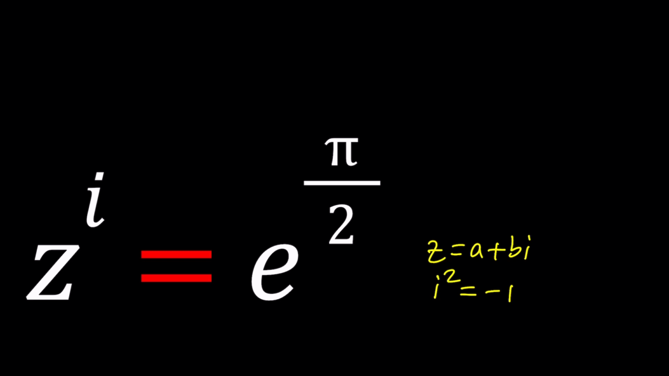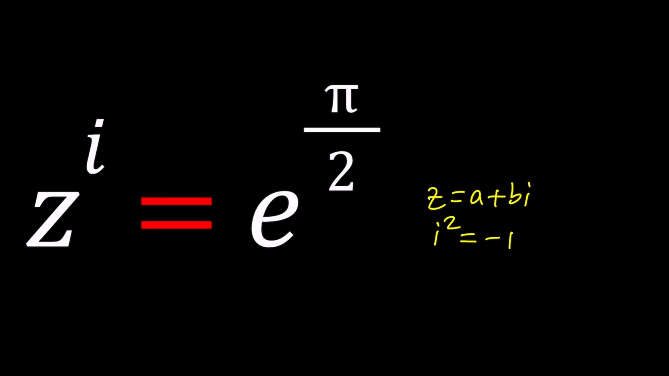So we have this type of equation. Z is a complex number, i is imaginary. So we raise a complex number to an imaginary power and it becomes real. Wow, that's interesting, right? If you've seen this before, don't give it away. Let's just go with the flow.